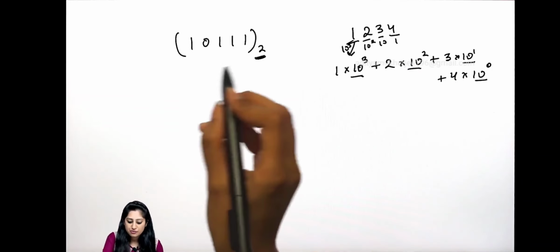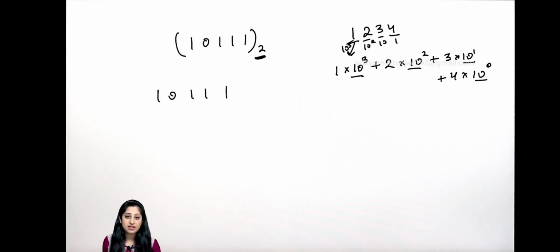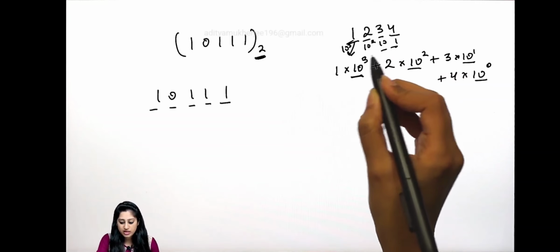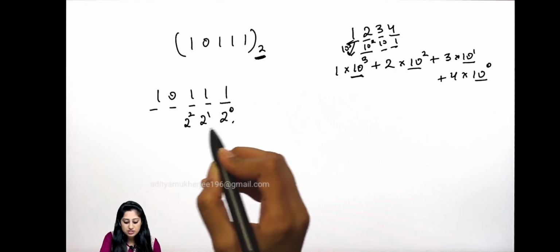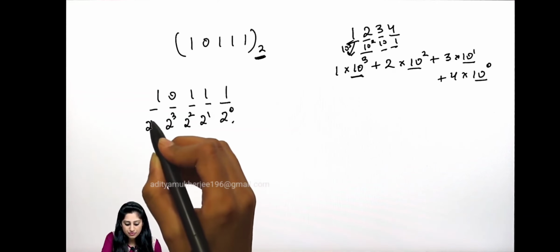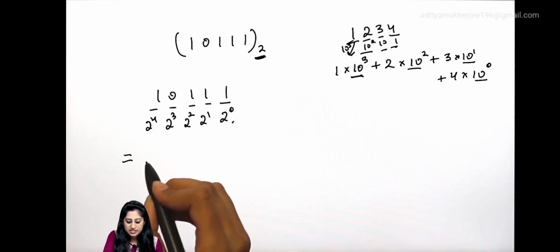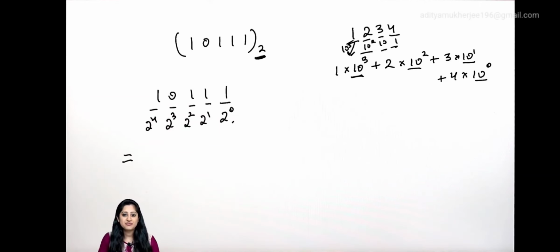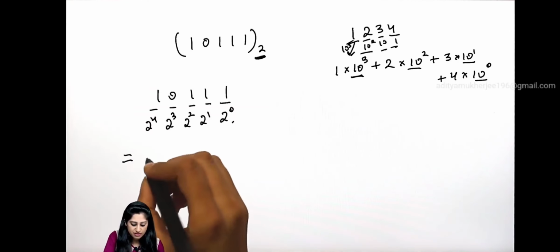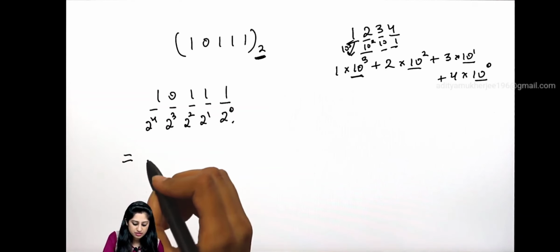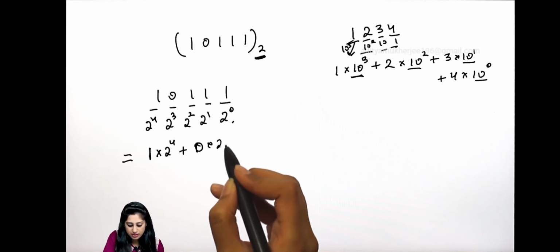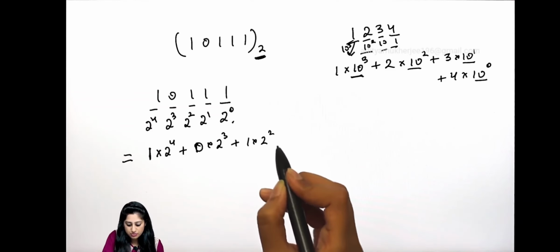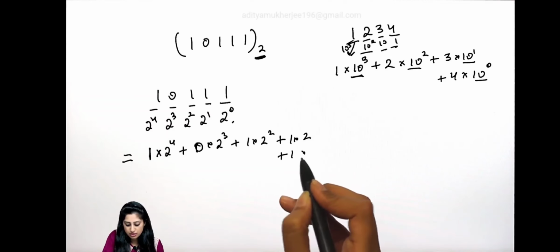So the same is the process that we have to follow here. Talking about 10111, every bit that you see here has a place value. Here the base was 10, so the place value was in terms of 10. Now the base is 2, so the place value will be in terms of 2. So 2 to the power 0, 2 to the power 1, 2 to the power 2, 2 to the power 3, 2 to the power 4. If you want to convert it to decimal, all you have to do is multiply the relevant digit by its place value. So 1 into 2 to the power 4 plus 0 into 2 to the power 3 plus 1 into 2 to the power 2 plus 1 into 2 plus 1 into 1.